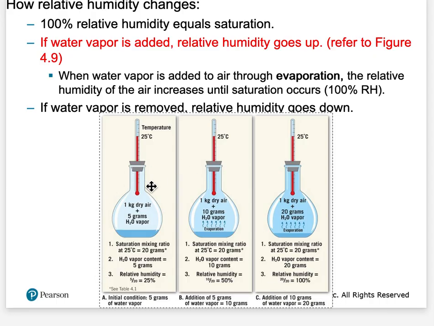So here in these examples, we have the temperature at 25 degrees Celsius, and we can see this flask contains 5 grams of water vapor. But at 25 degrees Celsius, the saturation mixing ratio means that the maximum amount of water vapor it can hold to be at 100% relative humidity is 20 grams, but this flask currently contains 5 grams.